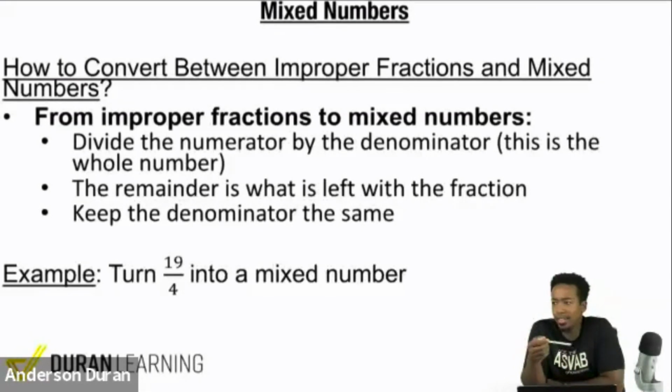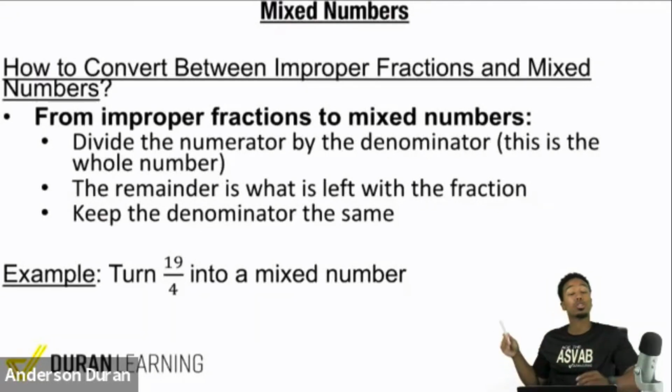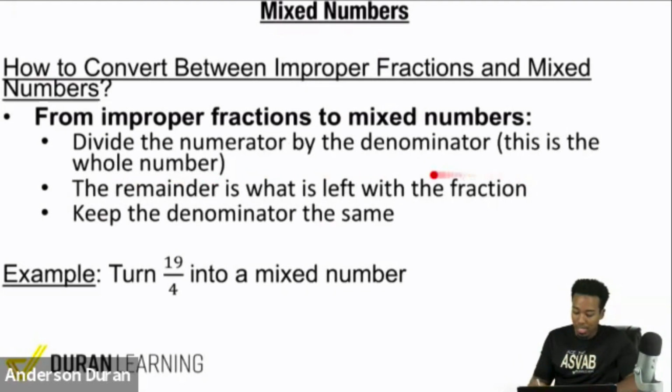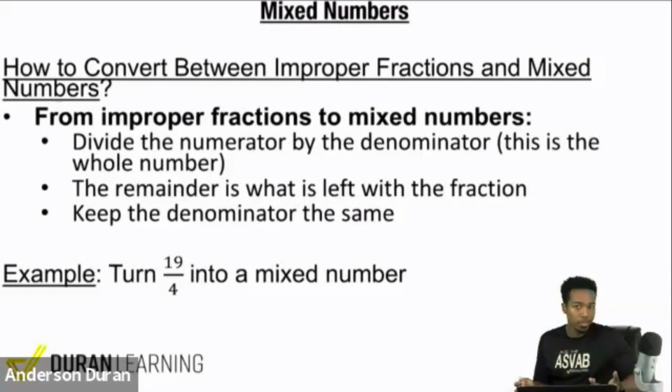Like if I divide 10 by 3, that's not going to be perfect because you can go up to 9, but then you have a remainder. So that's what's going to happen here. When you are turning an improper fraction into a mixed number, you're going to divide the numerator by the denominator, divide the top by the bottom. But in case it's not perfect, the remainder is what's left with the fraction. And you're going to keep the denominator the same, because the denominator, the out of, is not going to change.